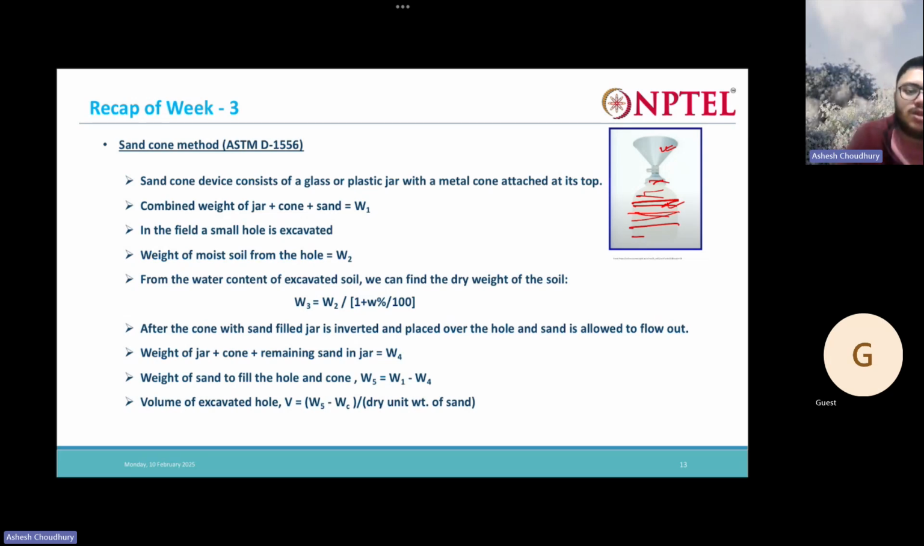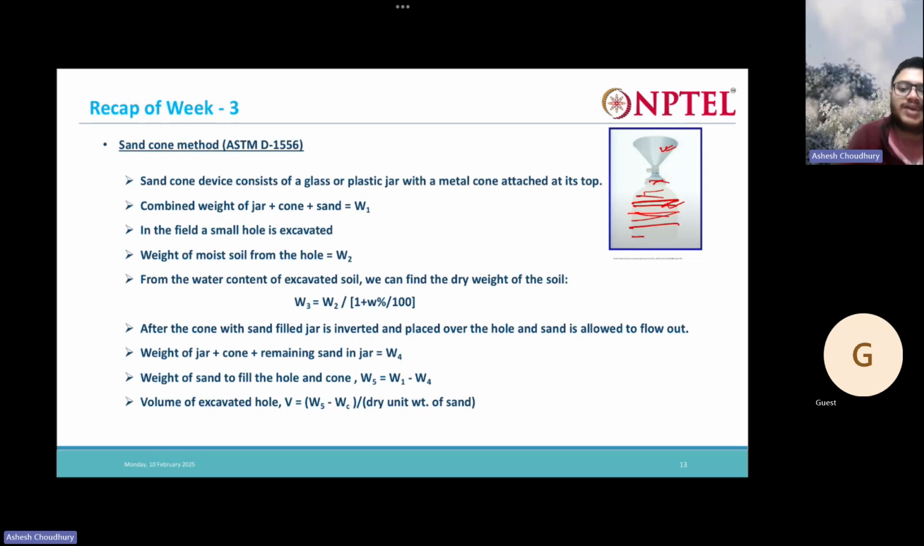Then we excavate the soil and take the weight of the moist soil from the hole. As I said, you retain the soil in the tray itself. It should not get lost, because you need to take the weight of that soil. That weight of the soil is W2.